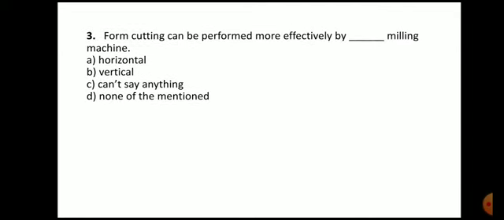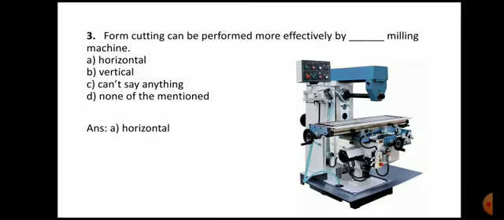Next question, form cutting can be performed more effectively by blank milling machine. Horizontal, vertical, can't say anything, none of the mentioned. The answer is horizontal. So the form cutting can be performed more effectively by horizontal milling machine. Now here you can see the horizontal milling machine. Now what is the difference between vertical and horizontal milling machine?